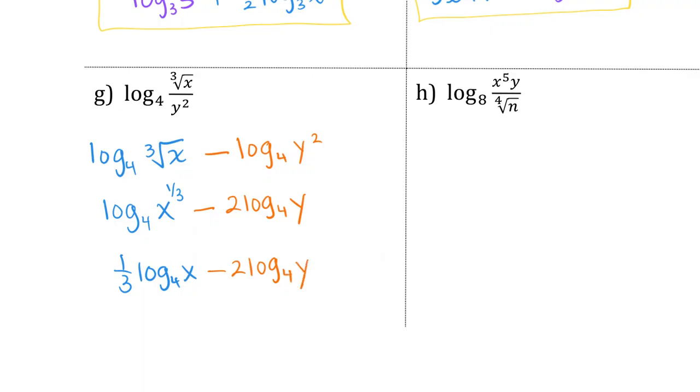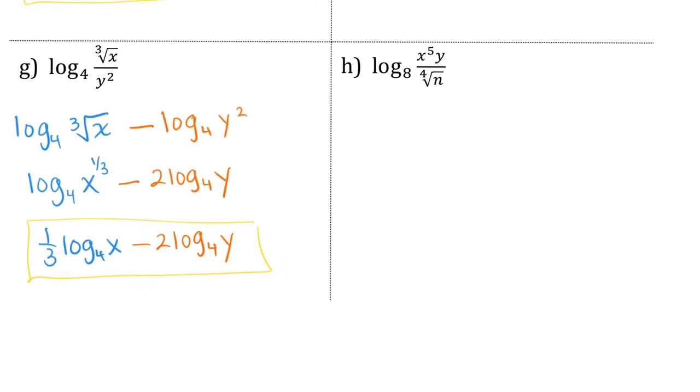Okay, now this is fully expanded, broke up all the factors, brought down all the exponents. Okay, let's look at H. Log base 8. Okay, let me start with the first thing. I see an x to the 5th. What else is on the top? The log base 8 of y. And then on the bottom, subtracting the log base 8 of the 4th root of n.